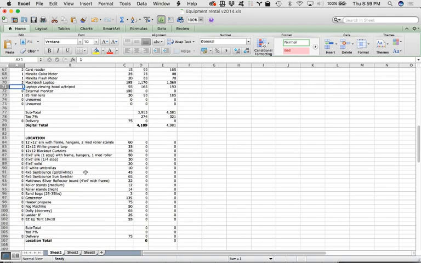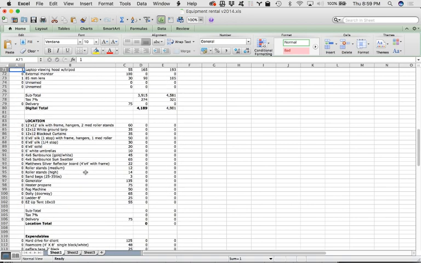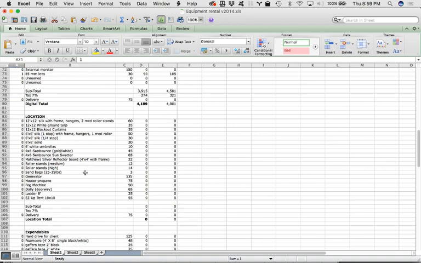All right. Okay, then I need my location gear. I need stuff to be able to shoot outside. Okay, so for me, we said pretty much that we were going to do only single. So I don't know that I need a 12 by 12 for this. I can do a 6 by 6, so I would actually do that.